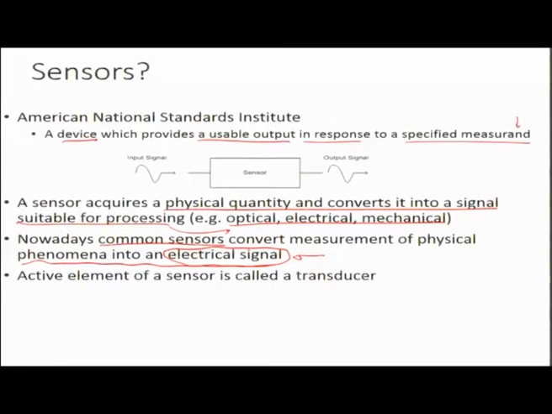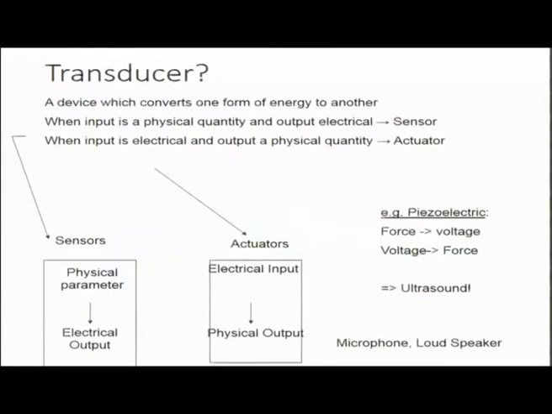So the active element of a sensor is called a transducer, which will measure or convert this into the corresponding electrical signal. And what really is a transducer? It basically converts one form of energy to another. The input to a transducer could be a physical quantity, the output could be an electrical signal coming out of the sensor. If we are talking about a sensor, typically all the inputs are in the physical domain, the outputs are in the electrical domain, but it could be the other way around as well.